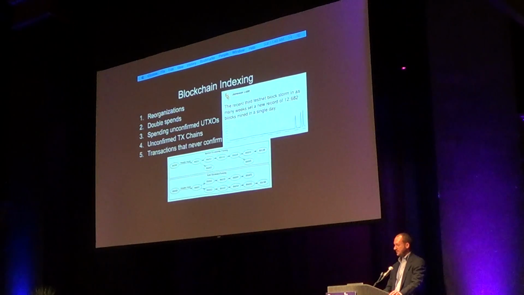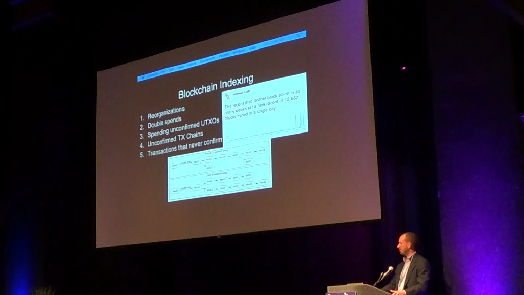Reorganizations are a major event on the blockchain. Basically, what happens is sometimes two different miners find a block at almost the same time, and you don't know which one's going to be the main chain. You have to wait for another block to arrive and then go with the longest chain.